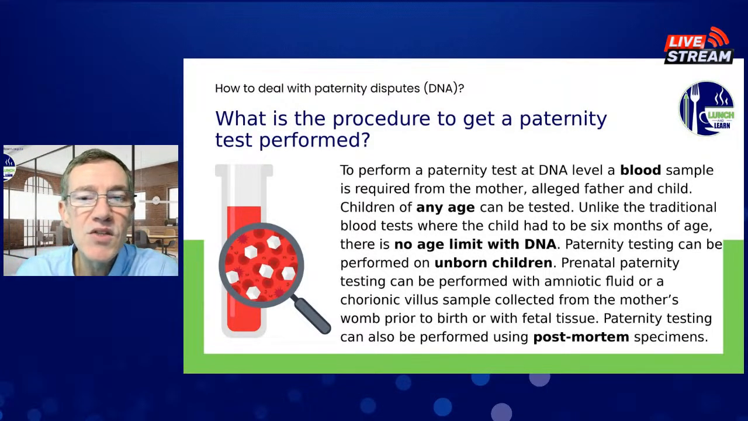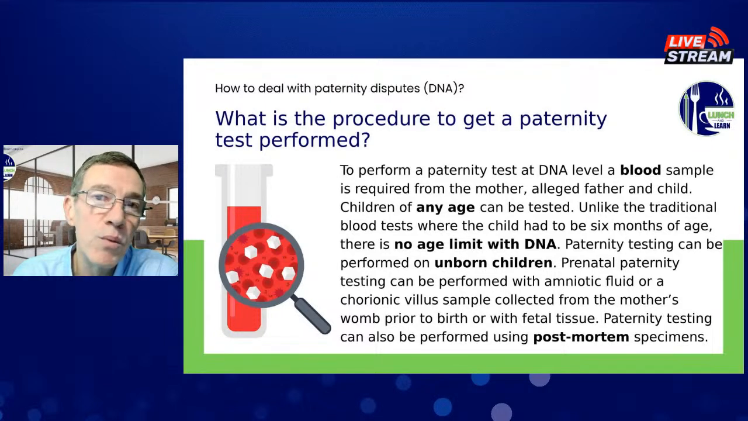Usually a blood sample is drawn. A blood sample is required from the mother, the alleged father, and the child. A child at any stage could be tested. Traditional tests said that the children had to be at least 6 months old before they could be tested.